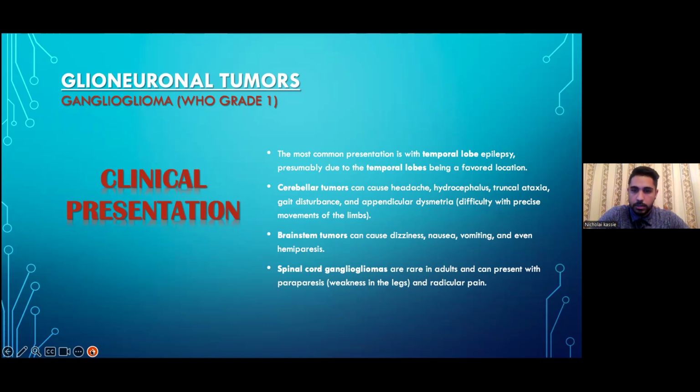These tumors usually present in the temporal lobe, as previously stated, and as such, patients usually present with temporal lobe epilepsy. Patients with cerebral tumors can also have headaches, hydrocephalus, and associated symptoms, truncal ataxia, gait disturbances, and appendicular dysmetria. Brainstem tumors can often lead to dizziness, nausea, vomiting, and even hemiparesis. Spinal cord gangliogliomas are rare in adults and can present with paraparesis and radicular type pain.